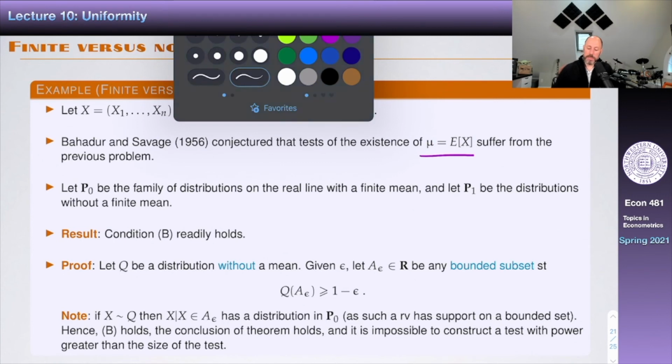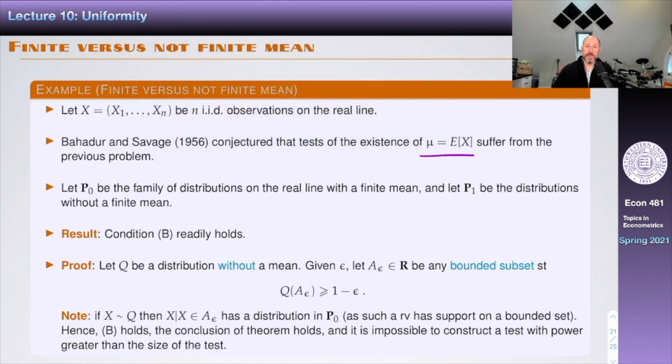was impossible. But this result doesn't follow from the result in Bahadur-Savage, because remember that the conditions that we had is that the means were finite and they existed. So that result doesn't apply for this particular testing problem. Well, suppose that bold P now is the family of distributions on the real line with a finite mean, okay? And P1 is the distributions without a finite mean. So you want to test that the mean exists versus the alternative that the mean does not exist.